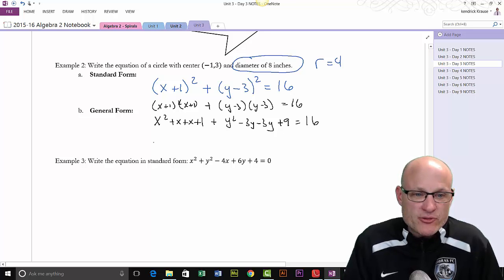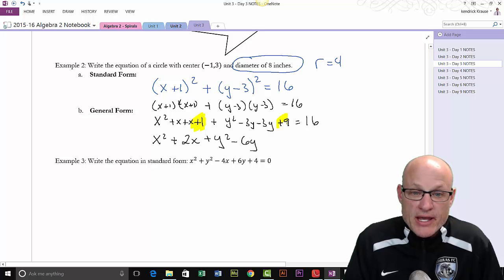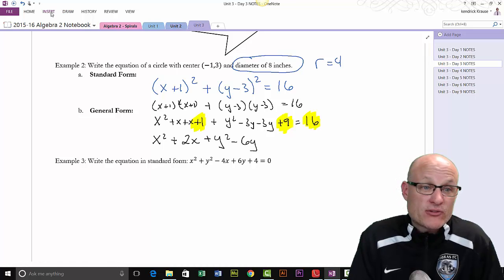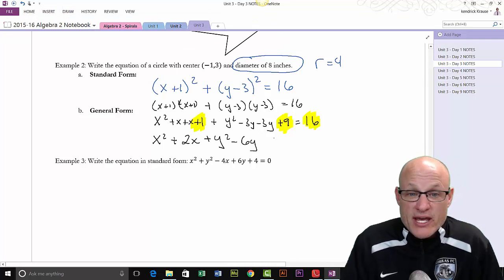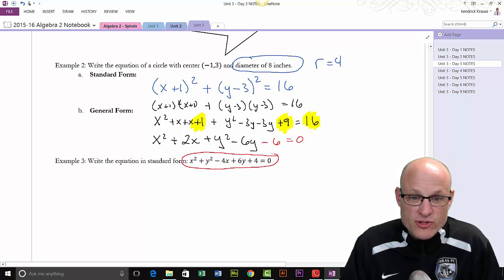All right, so my final step is just to clean everything up and bring that 16 over. So I get x squared plus 2x. Now I'm not going to worry about that constant right now. Plus y squared minus 6y. Now let me go and highlight all the constants. So this is 1 and 9. That makes 10. But I'm going to bring this 16 over and I'm going to subtract 16. So 10 minus 16 is negative 6 is equal to 0. And that is the general form of the circle. And you'll see it right here. Another general form of the circle.